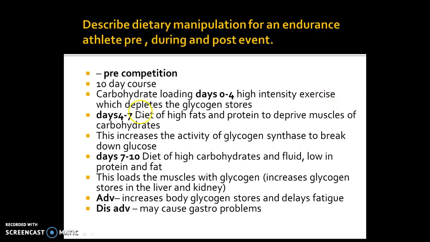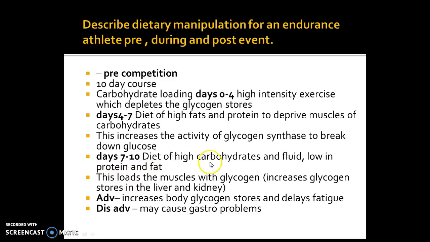You work at really high intensity, and basically that will deplete your glycogen stores. Days 4 to 7, you're going to have a diet high in fat and protein, low in carbohydrates, and you would also have a high to moderate intensity of exercise. At this point this will really increase the activity of 2 key things. You get glycogen synthase, which helps you break down glucose without having the glycogen stores there, and because it's doing it without them there, it makes it even more valuable when glycogen is then put back into your body during day 7 to 10.